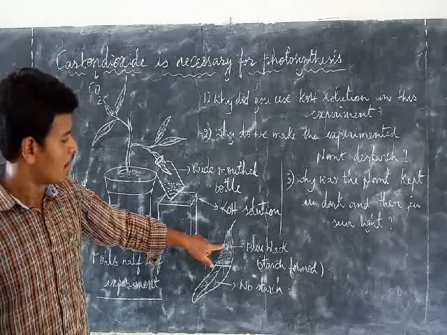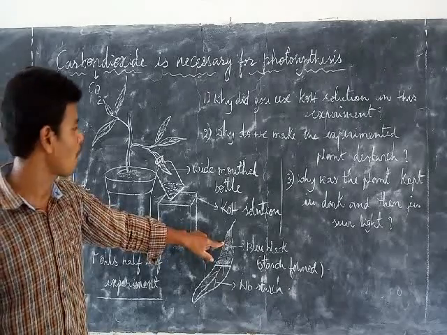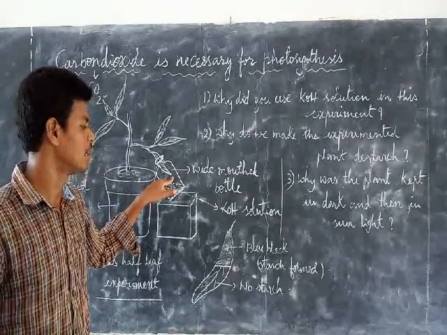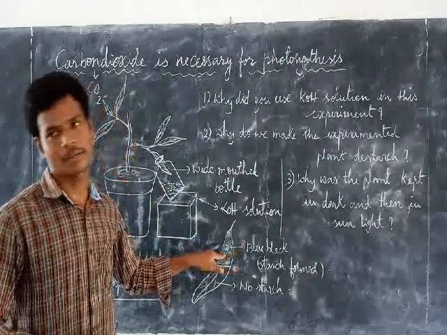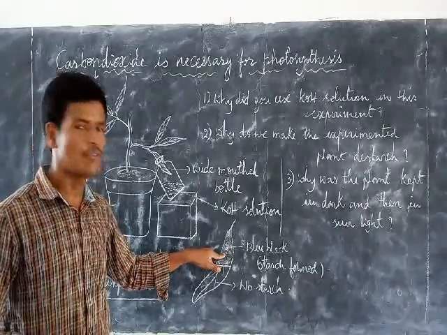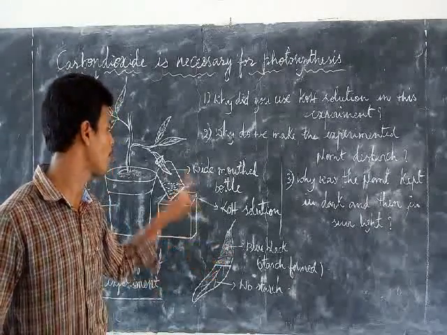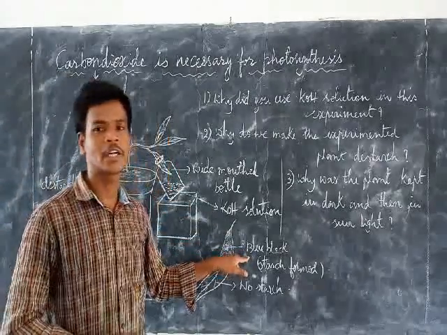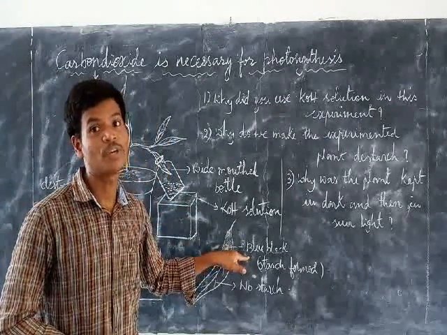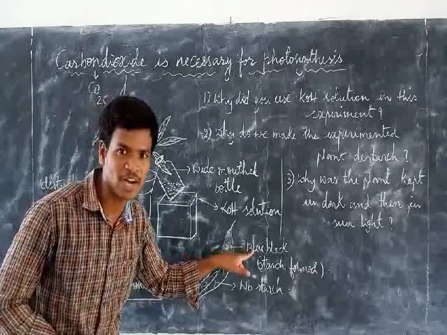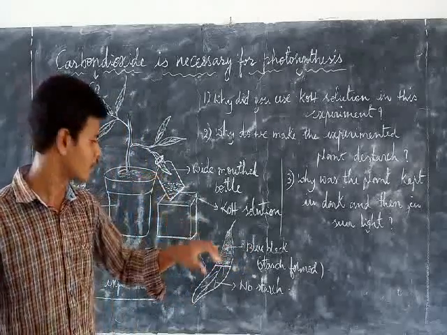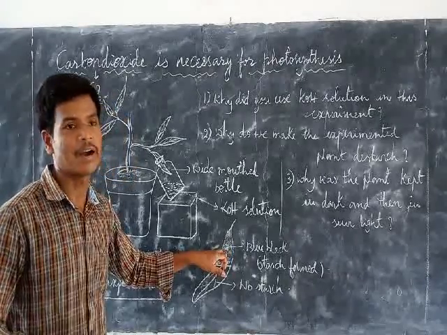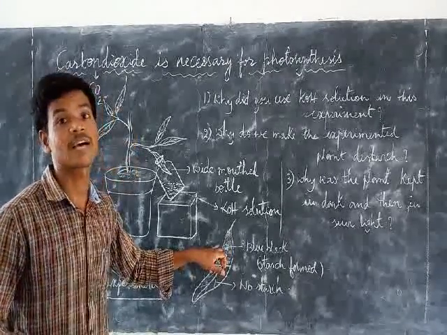Here, the leaf part which is above the transparent bottle changed into blue-black color due to the presence of starch. So this is the portion of the leaf that was exposed to sunlight.